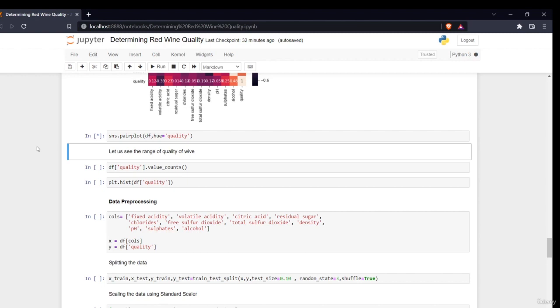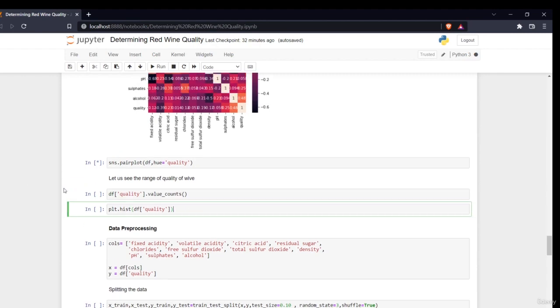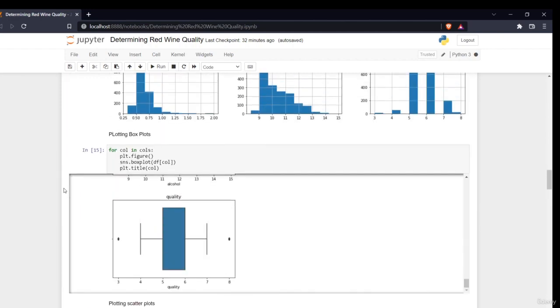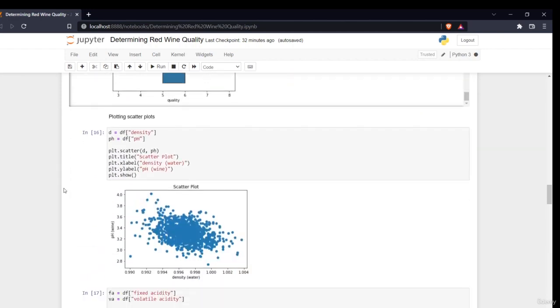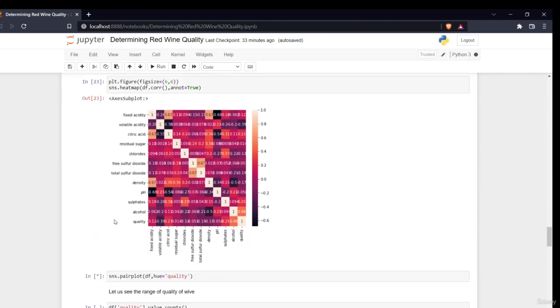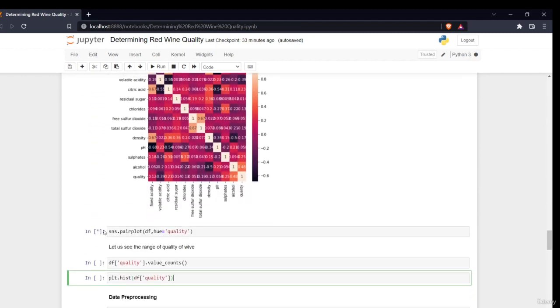So it takes a little time. Okay, now the last thing we have already done in the data analysis: the value counts. What are the different ranges of quality, and at last we plotted a histogram for it. So this was the old data analysis part. We had a brief look at the different variables and the correlation between them, how they are related with pH. Let's just wait for this pair plot.